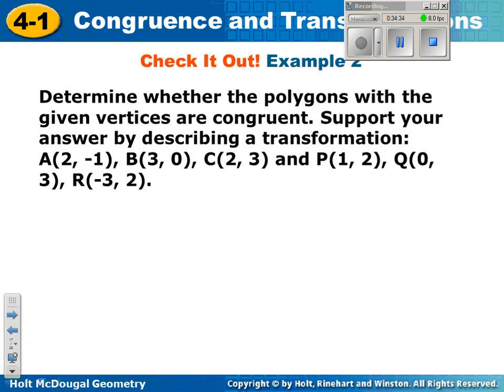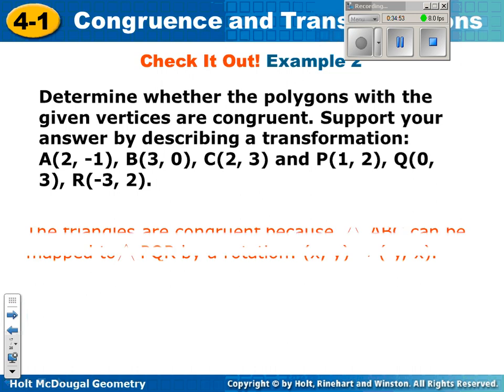This is just going to be another example like that where they want you to determine if the polygons with the given vertices are congruent. Then they want you to support your answer by describing the transformations. So again, it's the same exact kind of idea. I'm going to look here at Rachel's paper to see how many we have left here. Okay, so I'm going to skip that one since it's the same thing. And I want you to move over to the next one.